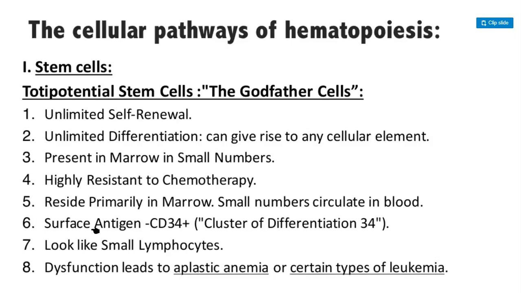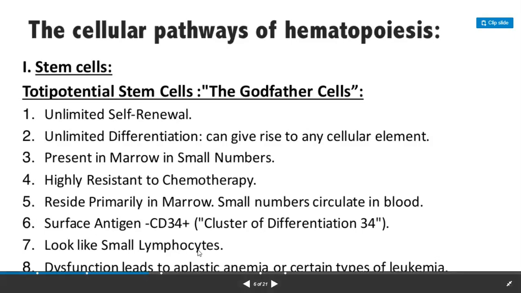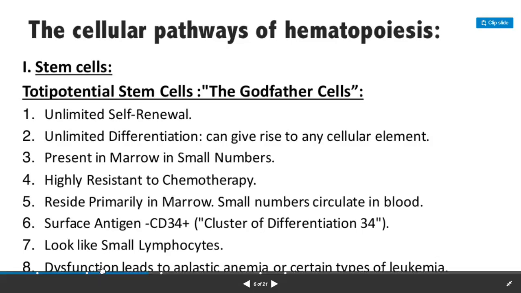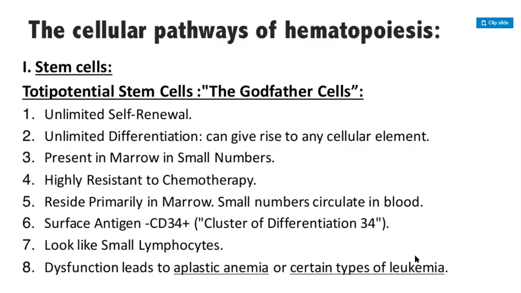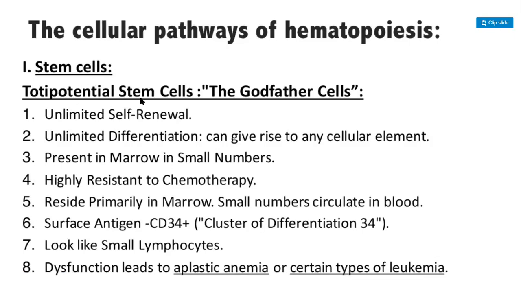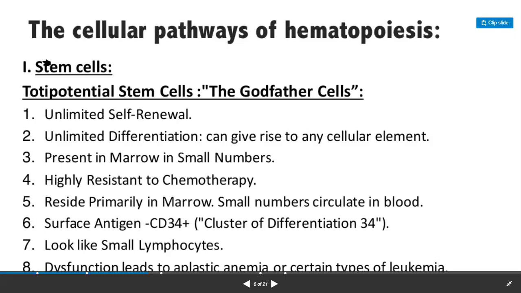Okay, and these totipotent stem cells, they look like small lymphocytes. We had a lecture about lymphocytes in the previous class. So these totipotent cells look like small lymphocytes. And if there is a dysfunction in totipotent stem cells, it will lead to aplastic anemia or certain types of leukemia. Remember that we said that all blood cells are produced from stem cells, and totipotent stem cells are examples or types of stem cells.